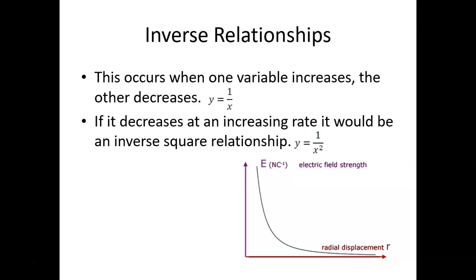We also have a couple of inverse relationships. The y is equal to 1 over x and the y is equal to 1 over x squared. Both graphs will look something like this, where they will show a constant decrease in that shape where it's getting lower and lower and lower each time, right?